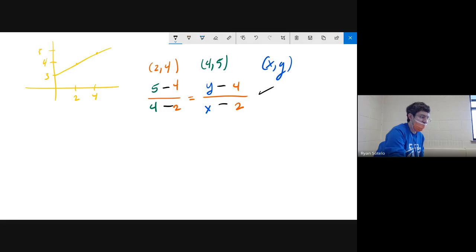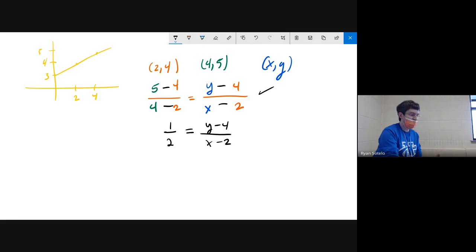So on the left, we'll figure out the slope. 5 minus 4 is 1. 4 minus 2 is 2, so the slope is 1/2. And I have y minus 4 over x minus 2.